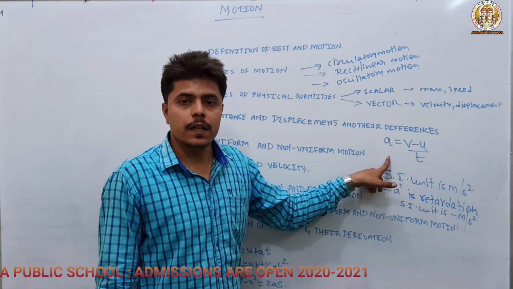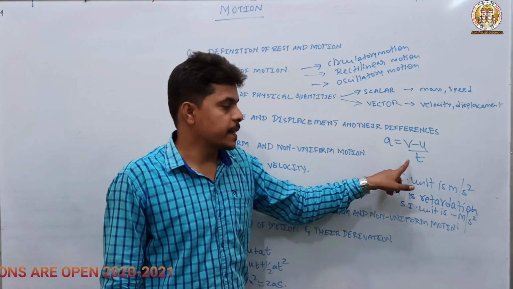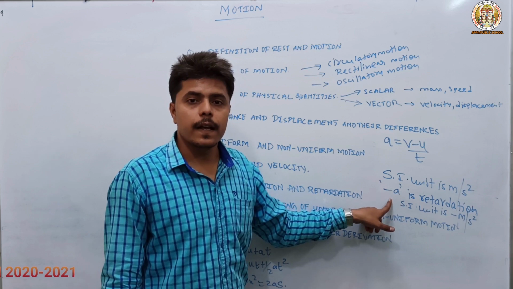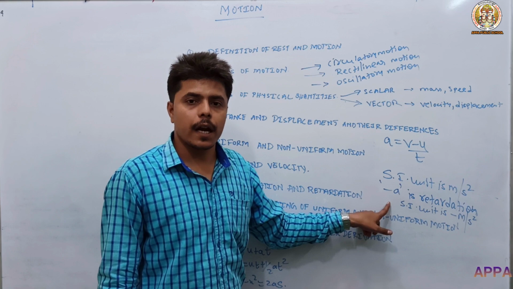And acceleration is nothing but a is equal to (v minus u) by t, that is meter per second square, and retardation is minus meter per second square, the SI unit for retardation.